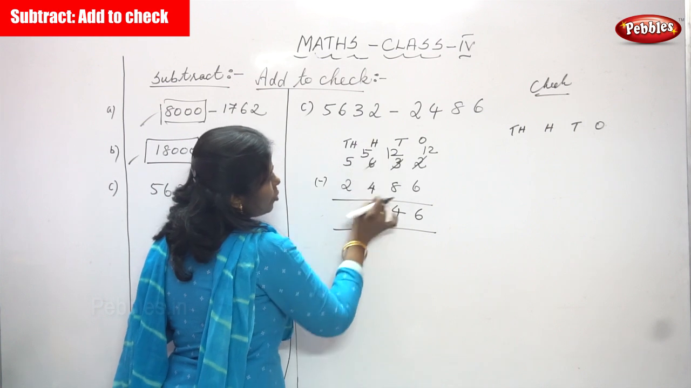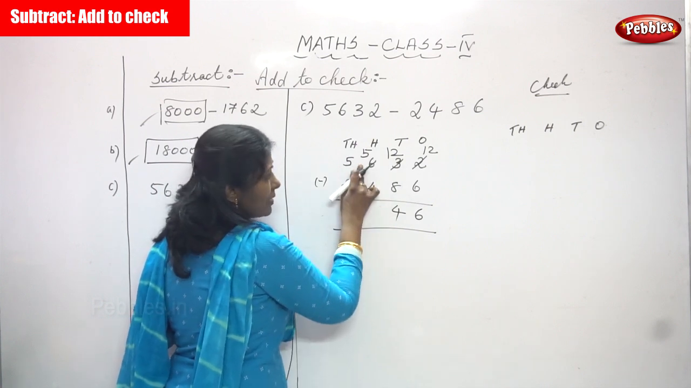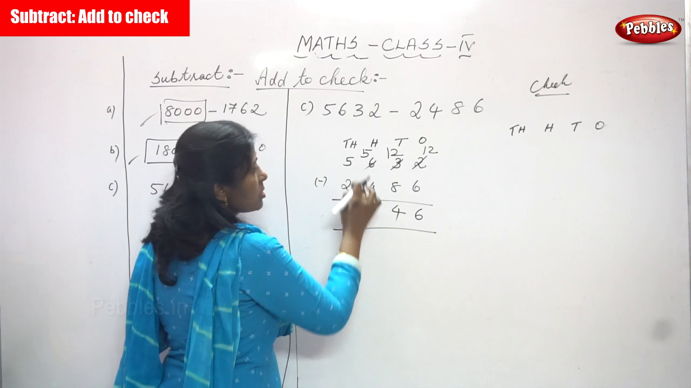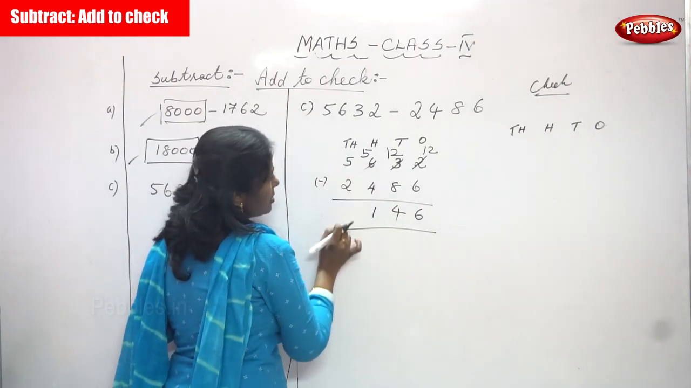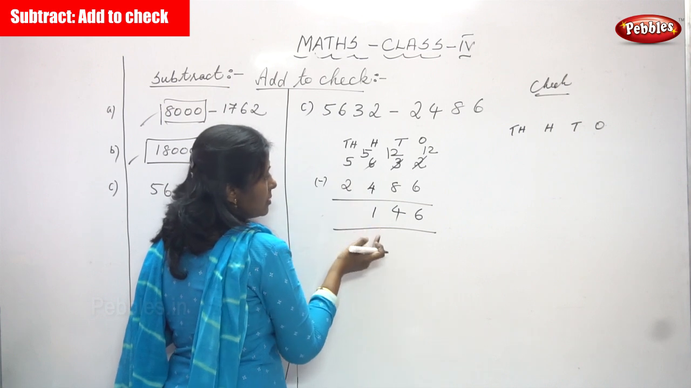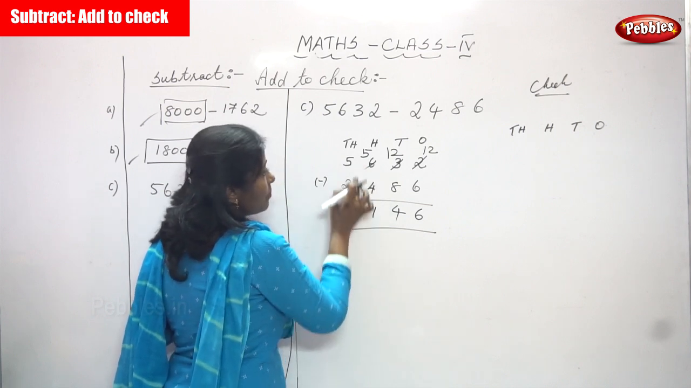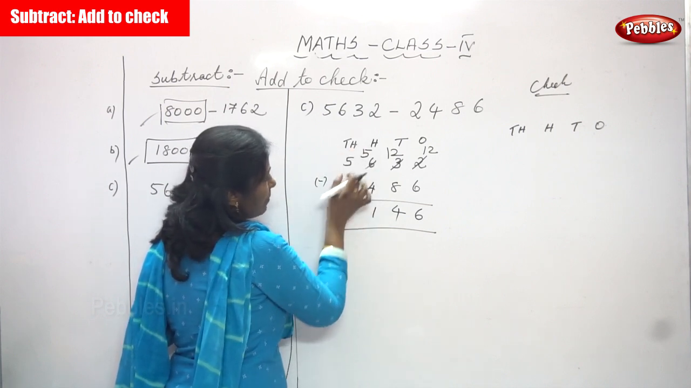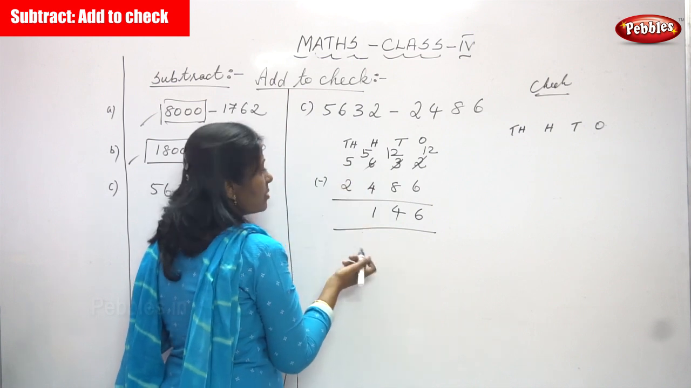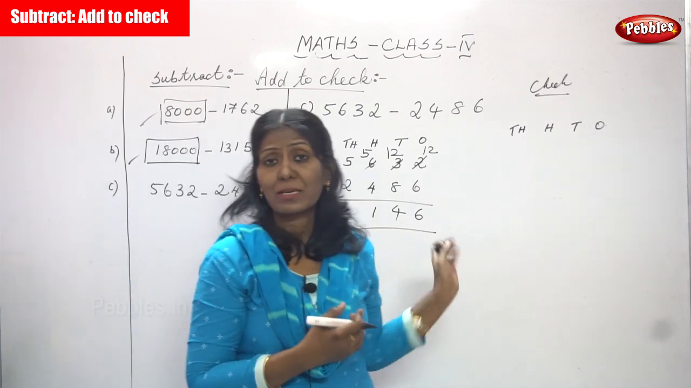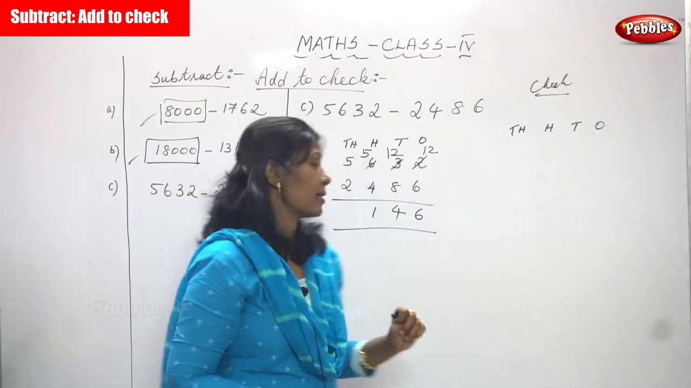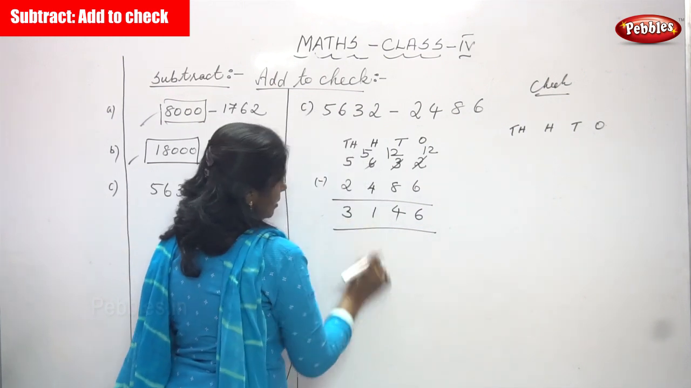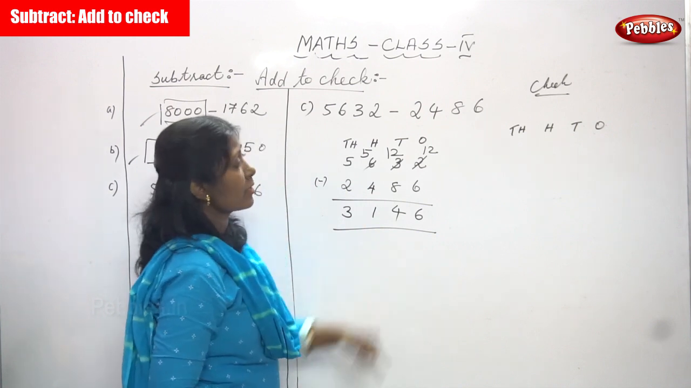So 100 place you have to focus. 5 minus 4. 5 is a greater number and 4 is a smaller number. So 5 minus 4 you get 1. Now 1000 place you have to concentrate. 5 minus 2. So backward counting again. What does the number come here? After 2, 3, 4, 5. So 3 is the answer for this question. So the answer is 3,146.